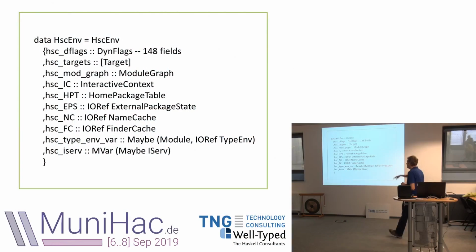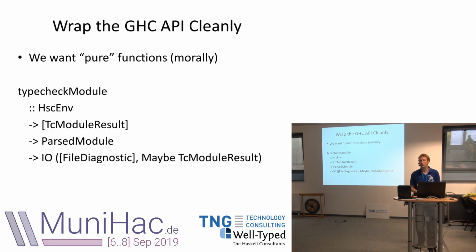And this is HscEnv, which is one of the main types. You can see IORefs, MVars. These things will mostly have IORefs and MVars inside them. And then DynFlags has 148 fields. It's a mess. So what we want for writing a nice IDE is a much purer API.